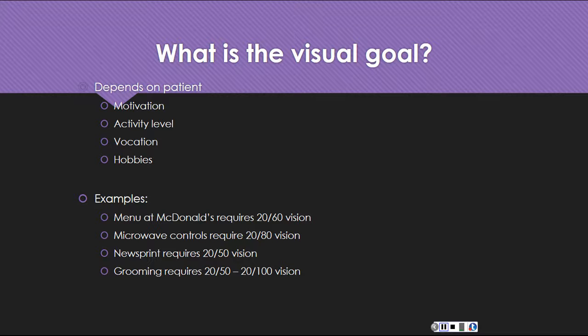You also have to take a look at what your patient's doing throughout the day and make sure that you're going to be able to achieve the goal of what they want to be able to do. When we talked a little bit about different goals patients may have, we like to assign an acuity to different types of tasks they may want to do. So a patient who wants to go to McDonald's and see the print on the screen, the menu that's projected back behind the cashiers, that would require about 20/60 visual acuity. Microwaves might require a little bit less acuity just because the buttons are a little bit larger.